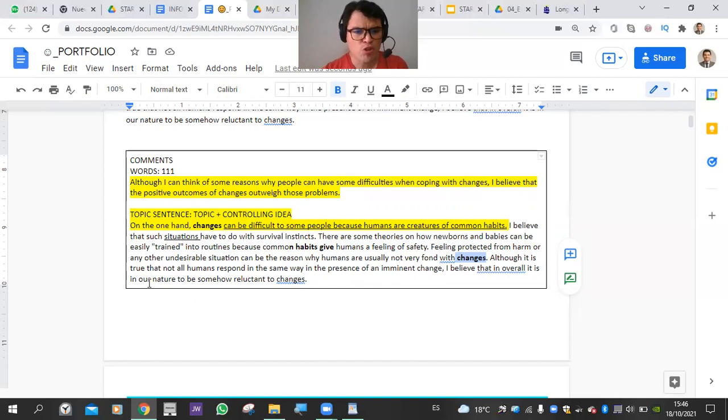So although it is true that not all humans respond in the same way in the presence of an imminent change, I believe that in overall, it is in our nature to be somehow reluctant to changes. All right. Okay, so here it says that she's going to talk about how difficult it is. Okay, idea number one. Idea number two, we are used to habits.